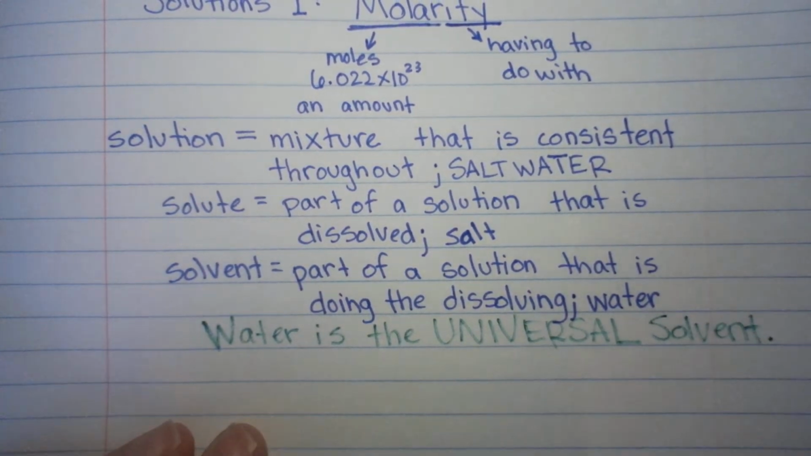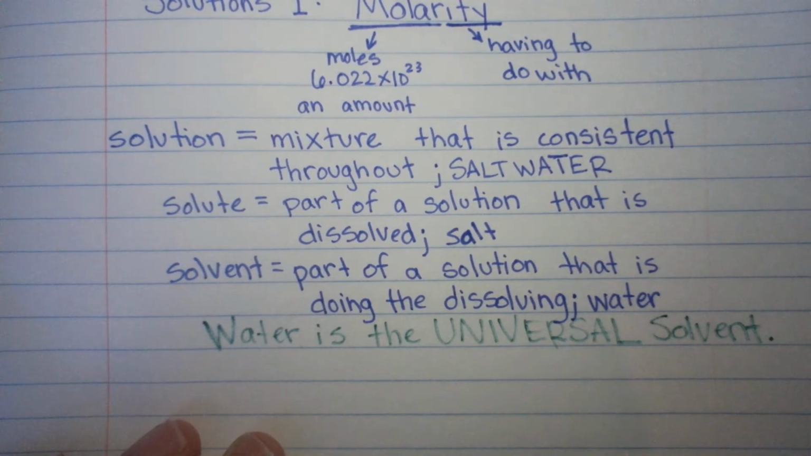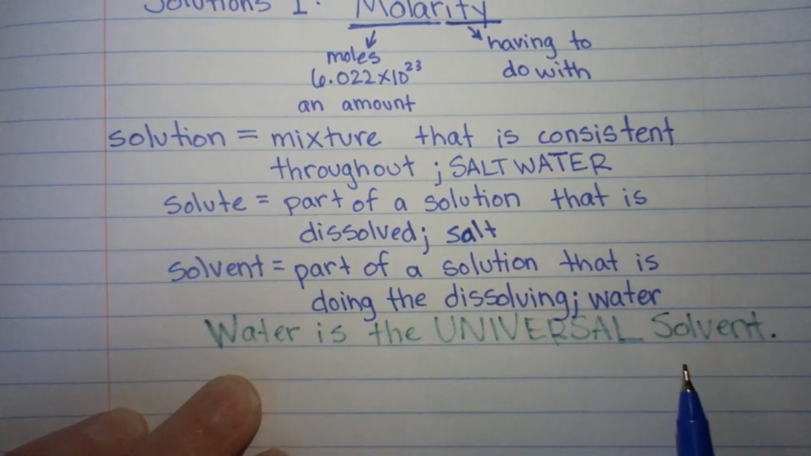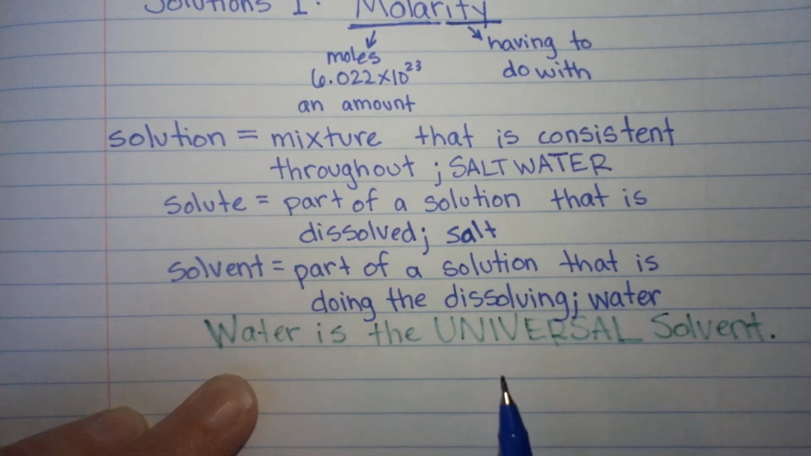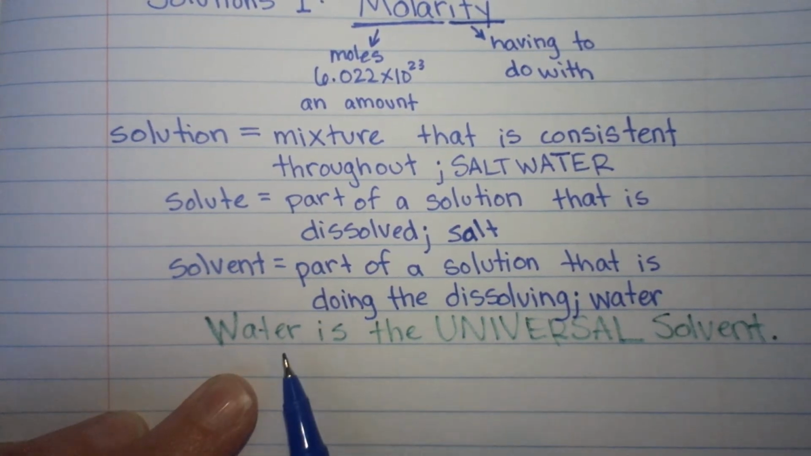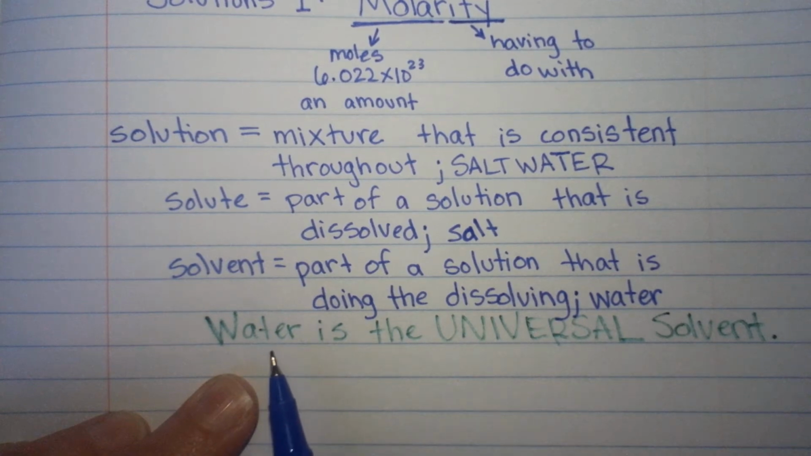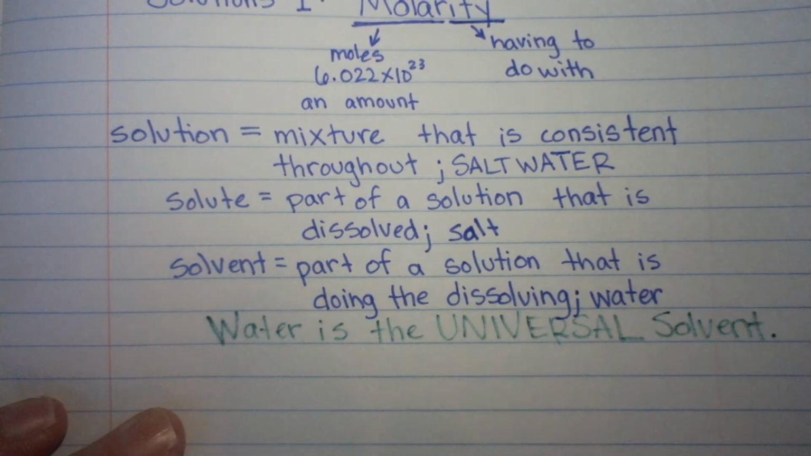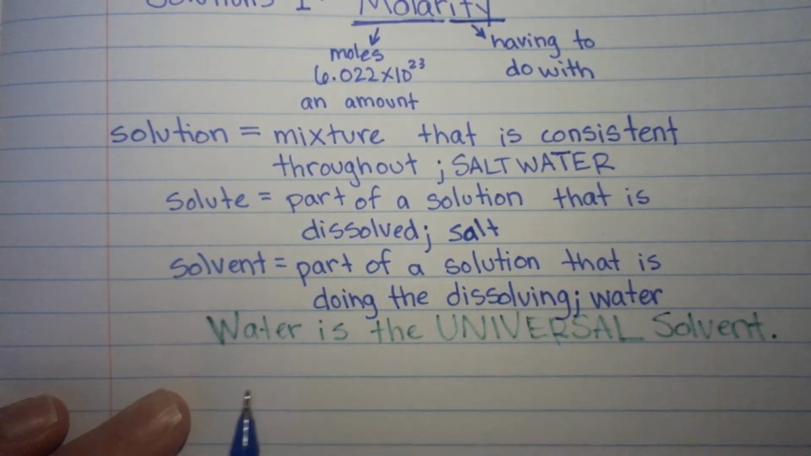Now, why would we call water a universal solvent? Does it dissolve almost everything? Yeah. Water will dissolve a whole lot of things if given time and enough of it. But it also has to do with the properties of water, which we talked about a while ago. The polarity of water, the cohesion and adhesion of water help it to dissolve lots of things. So most of the time in this class, water is going to be our solvent.